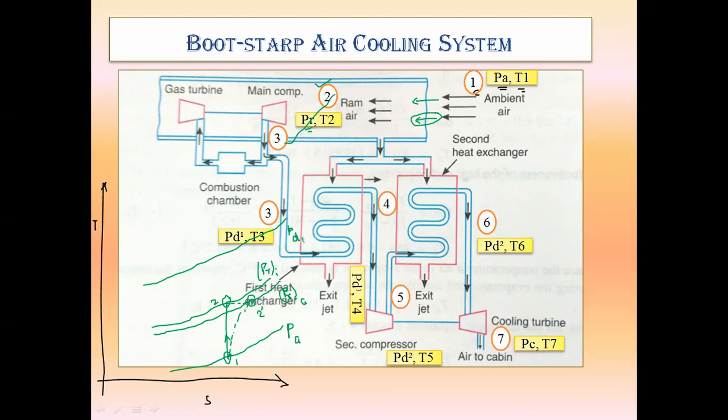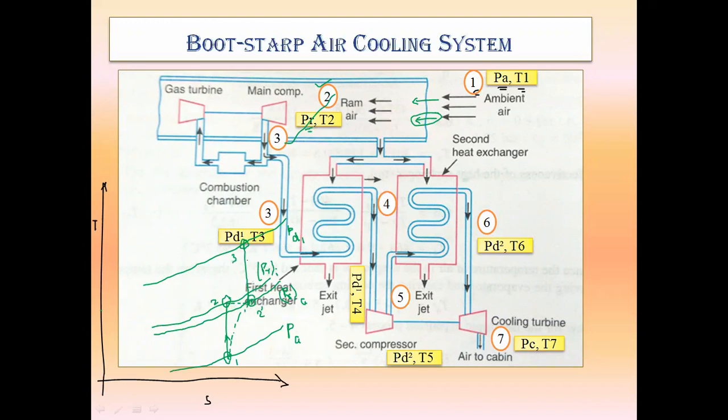So from point 2, the ram air will be compressed inside the main compressor, and here pressure will increase from ram pressure to the delivery pressure 1. If that process is isentropic, then it will be shown likewise as 2 dash to 3 dash. Sorry, 2 dash to 3 point.